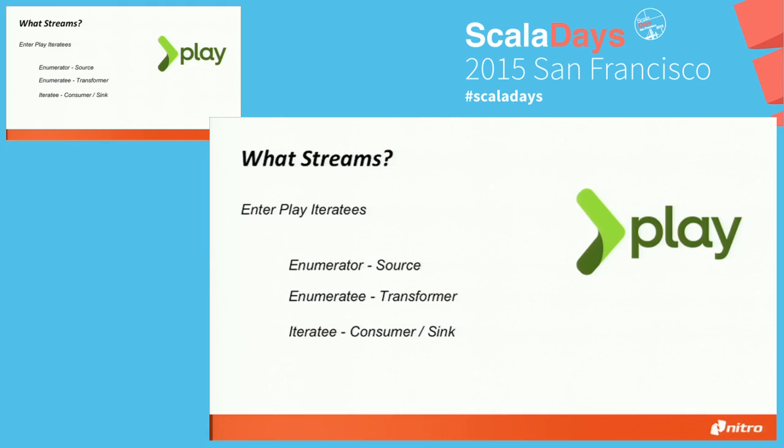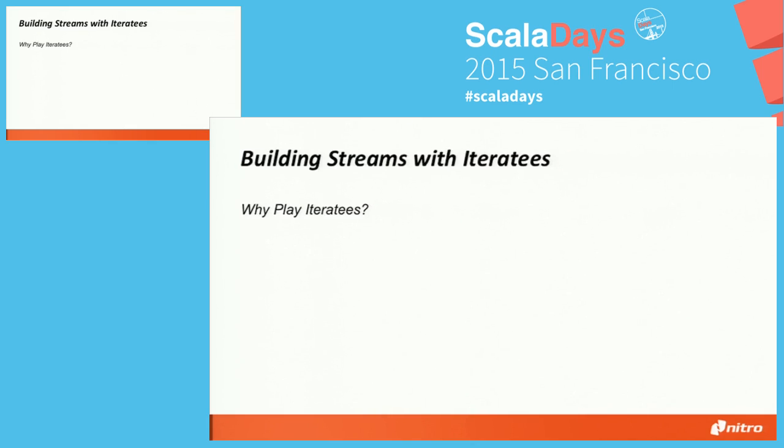And now that we've said that we're going to use streams, what kind of streams? So we actually use the Play Iteratees. For those of you who are not immediately familiar with them, you have the enumerator, which is the source, then the enumeratee, which is the transformer, and then the iteratee, which is your consumer or the sink for the stream of data. So why this particular library? At the time it was the most mature technology in asynchronous streaming in Scala, and we had production experience, so that was the technology we picked.